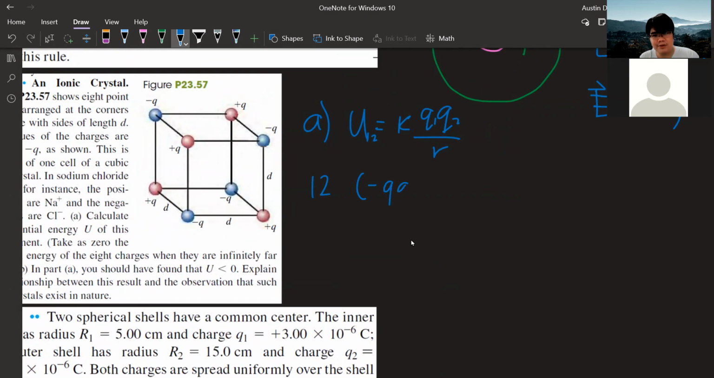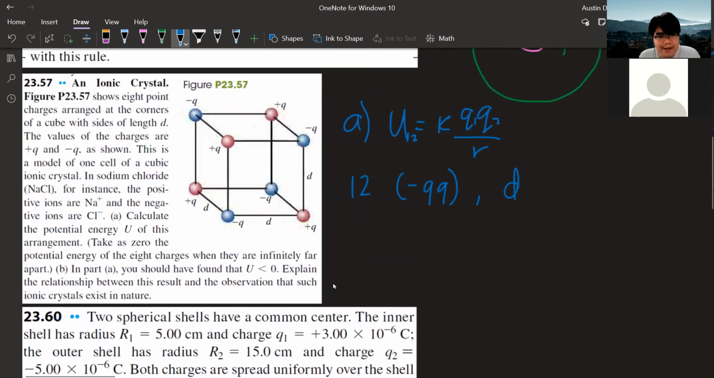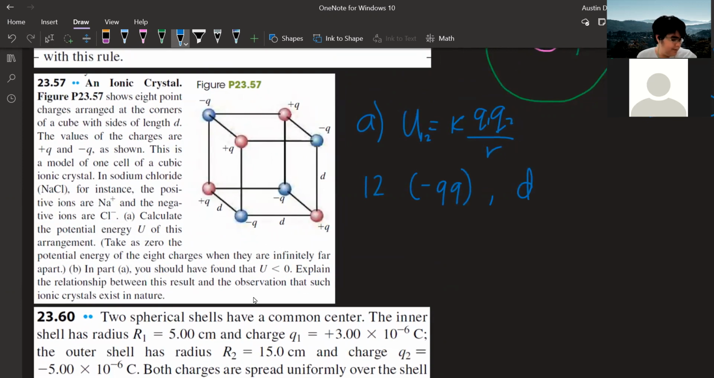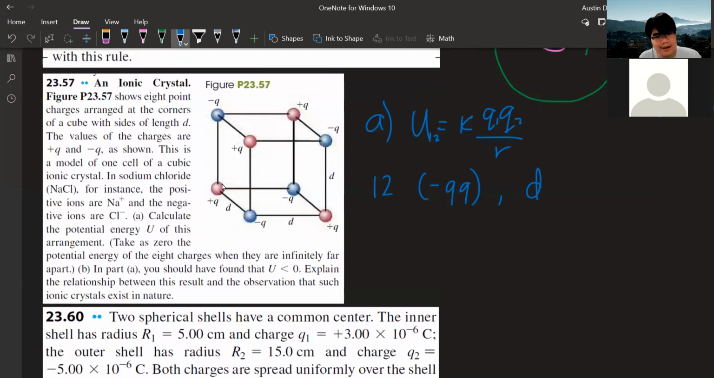12 pairs of negative Q, separated by distance d. Okay? So bilangin ko lang muna lahat. And then next would be yung mga positive charges naman, they are separated by Pythagorean theorem, square root of 2 d. And how many pairs are that? Okay, so 1, 2, and those two corners at the back, so that's 3.